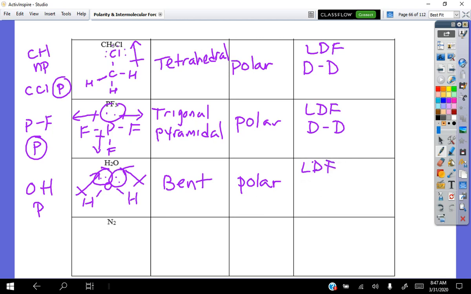So again, if it's polar, I've got LDF and dipole-dipole. And then ask yourself, is there an H? Yes. Is that H attached to an oxygen? Yes. Therefore, this also has H bonding.